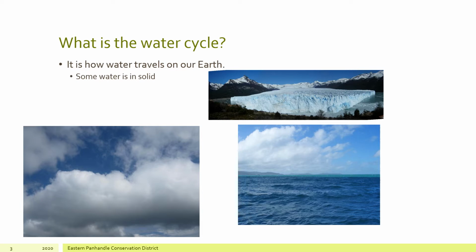We know that some water is in a solid form, such as this glacier. Some water is in liquid form, like we most likely see in this ocean or in our rivers and streams and ponds. And then some water is in the vapor form, which is most easily seen in clouds. So those are the three forms, or states, of water.